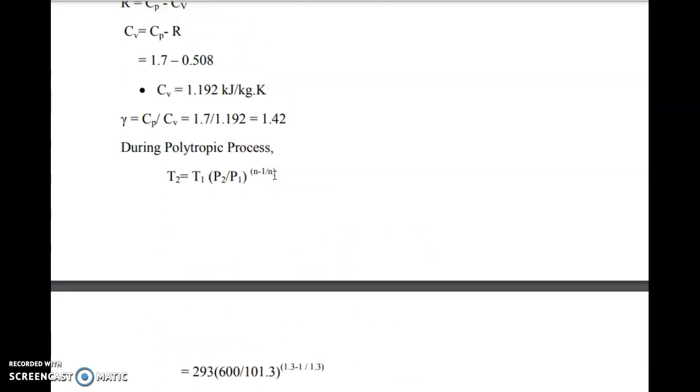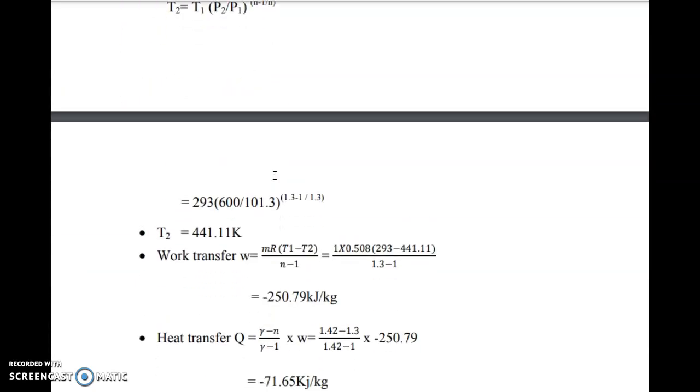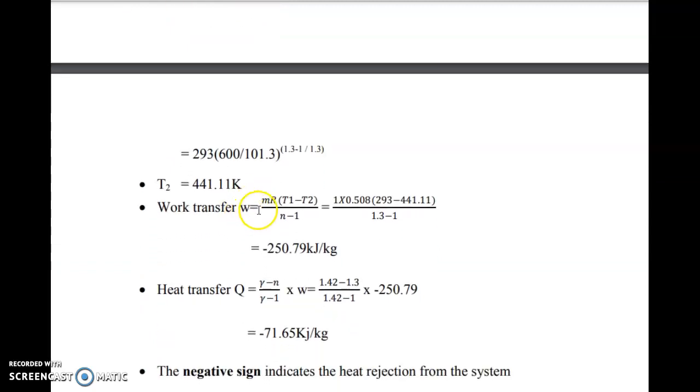Now you can find your final target, that is the work transfer. Work transfer equals M, taken as 1 kg, times the R value we have already calculated. T1 is given in our question, T2 we have calculated, and the n value is already given. So substitute in this relation and simplify, and you will get the work transfer. Once you know the work transfer, substitute in the heat transfer relation, and you will get the heat transfer. So for this process, the heat transfer is 71.65 kilojoule per kg of gas.